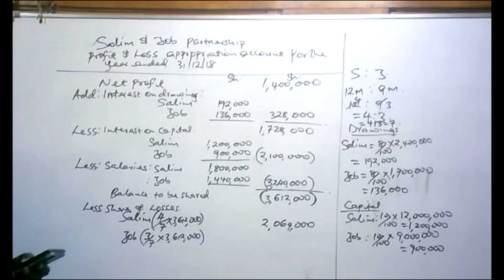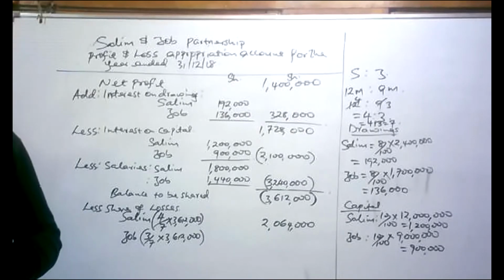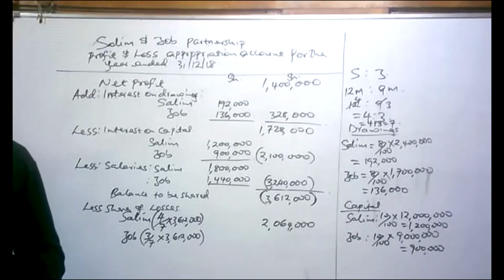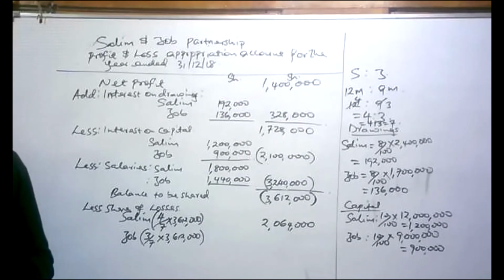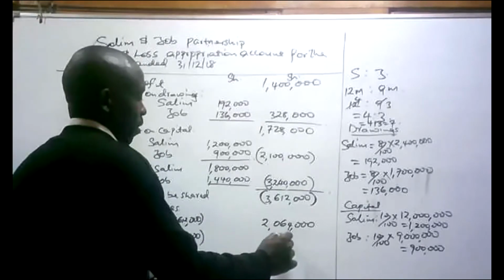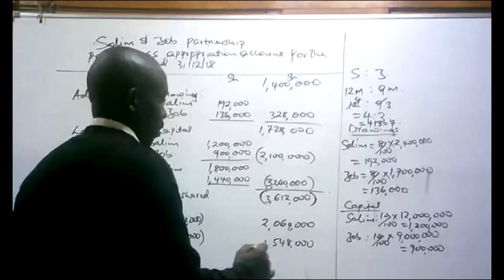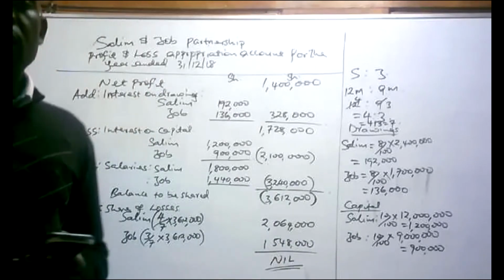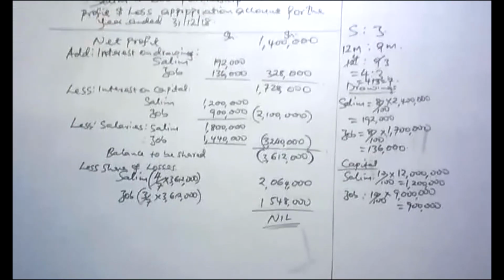How much? What is the answer? 1,548,000. If you do this now, you'll realize that we are going to remain with the name. That is how we are supposed to do that.